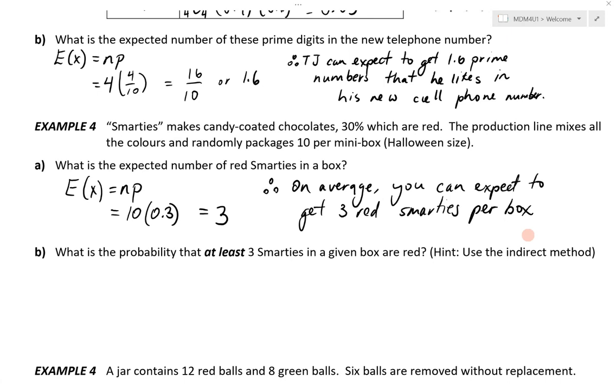What is the probability that at least 3 Smarties in a box are red? So when you're dealing with something that looks like at least, think back to the probabilities chapters we did back in the beginning. Of course, you may need to use something like an indirect method, which is the hint that I give you right here.